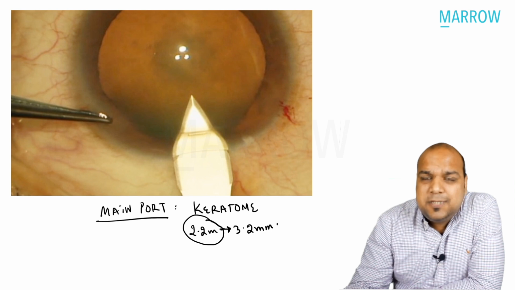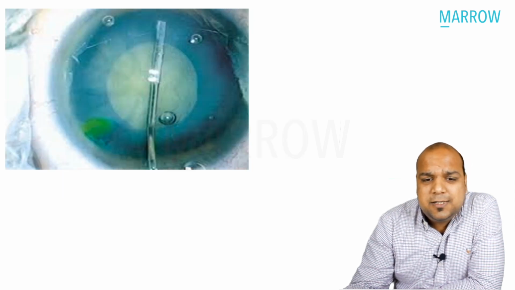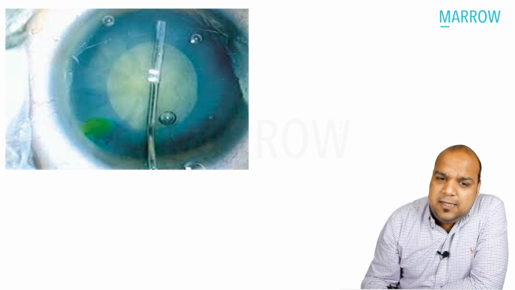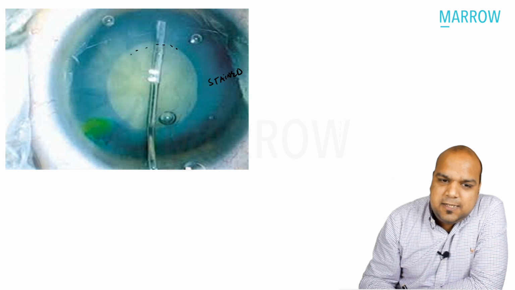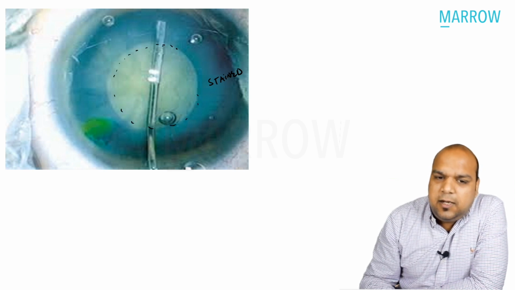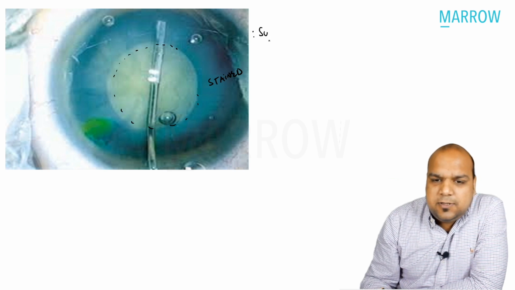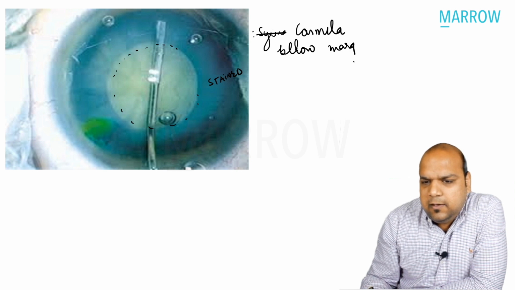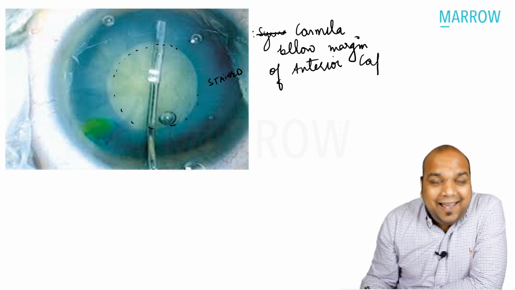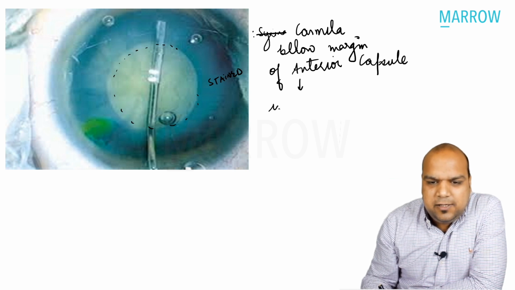Now through this main incision, what do we do? The first thing we do is hydrodissection. As you can see, in this case, it is a stained capsule. This is the CCC which has been created. Now we have taken a syringe, or rather a cannula, below the margin of the anterior capsule, and we are pushing fluid, injecting fluid.